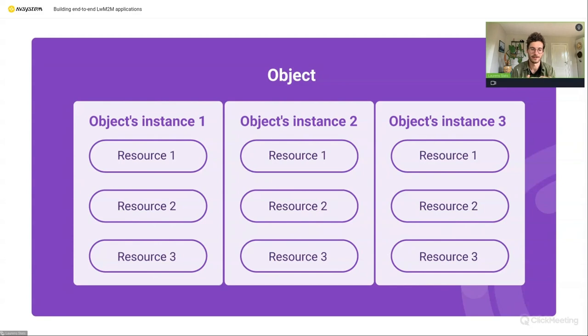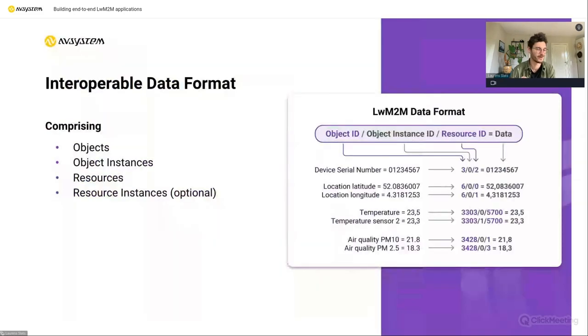And then if you go one level deeper, we can define a set of resources. And maybe this is best explained by looking at the object location. So if you would implement location, then that comes with the resources longitude, latitude, and altitude, among others. And if we then combine the object, instance, and resource, then we can create, let's say, a common language that both the client and the server can understand. And I'm trying to explain this here with this visual.